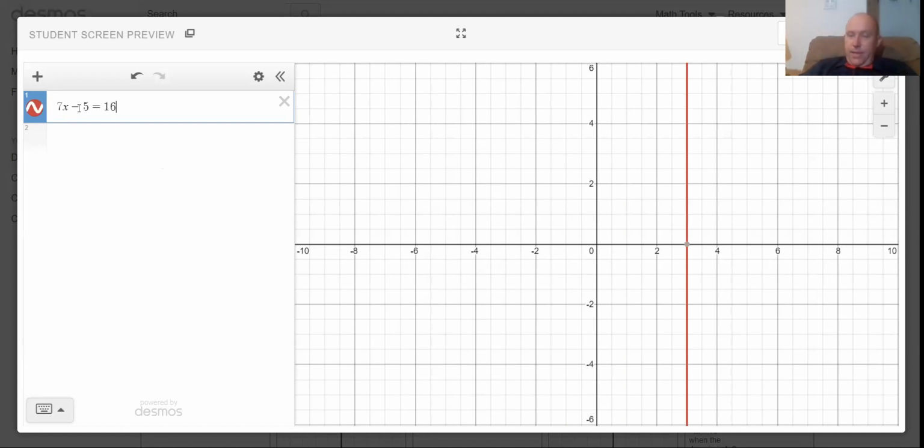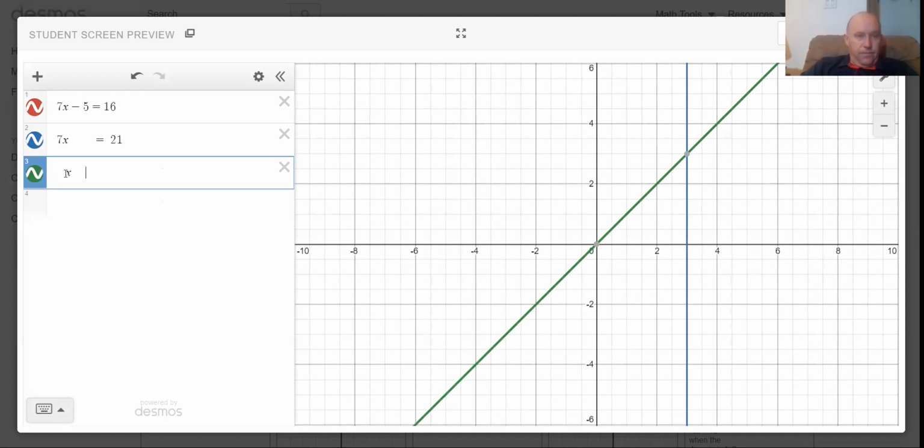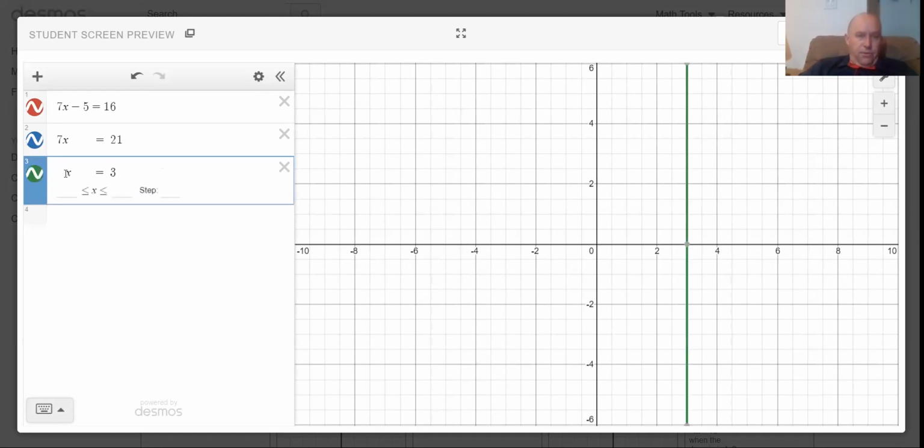Now, I did type it in with the x this time, not the a, because I'm not substituting in a value, but this is the equation I want to solve. Now, we could solve this equation by hand. If I add 5 to both sides, I would get 21. And if I divide both sides by 7, I would get 3.